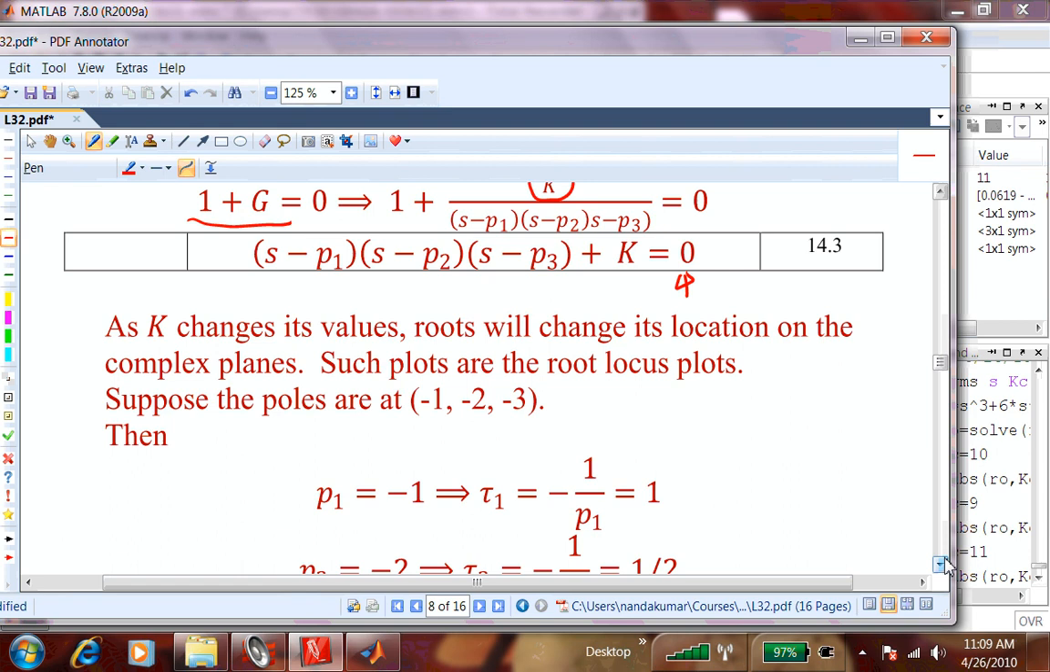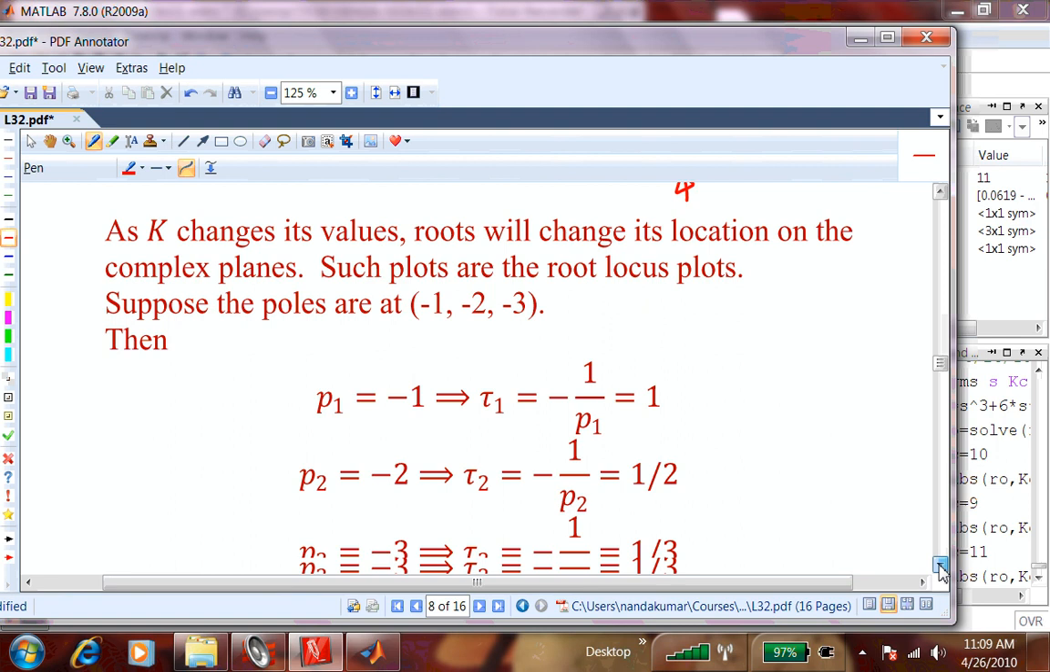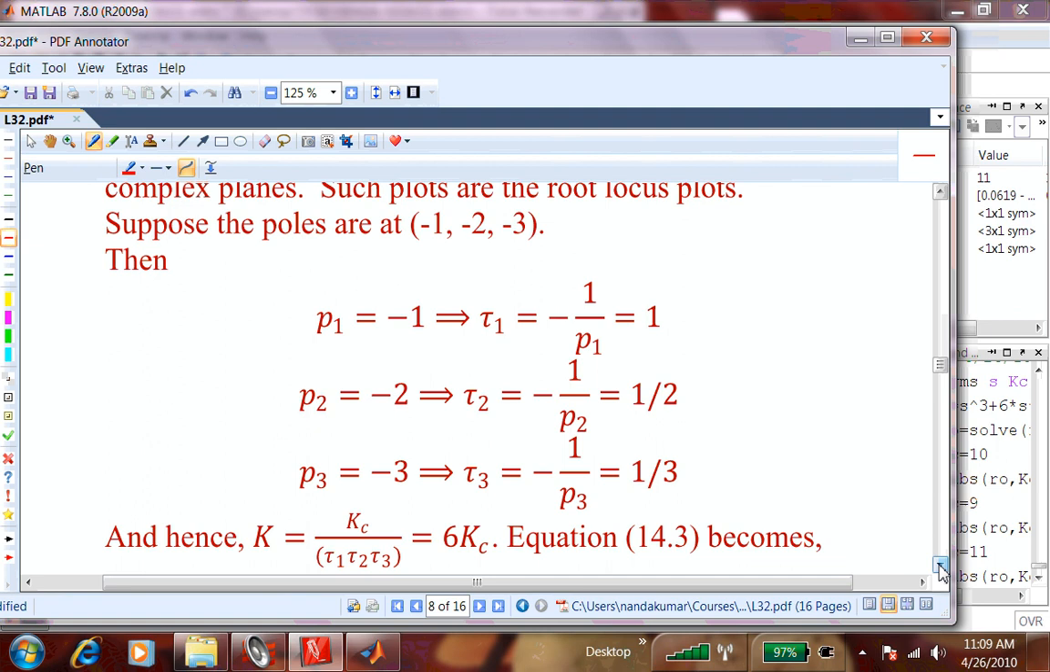So, a particular example, I'm just going to take P1 equals minus 1. That makes tau 1 equals 1. P2 equals 2, P3 equals minus 3. So if you are given tau 1, tau 2, tau 3, you can calculate P1, P2, P3. So you know the poles, which means you know the roots when k is equal to 0. And remember this relationship, k is equal to kc divided by tau 1, tau 2, tau 3. And tau 1, tau 2, tau 3 are known numbers.